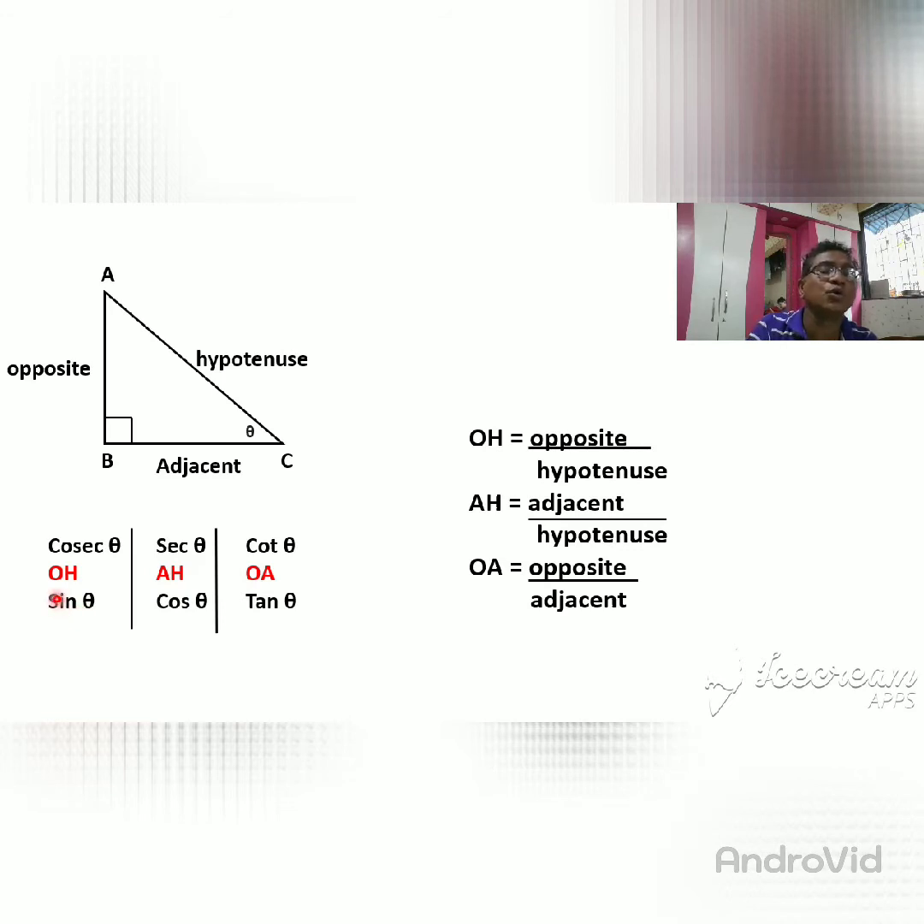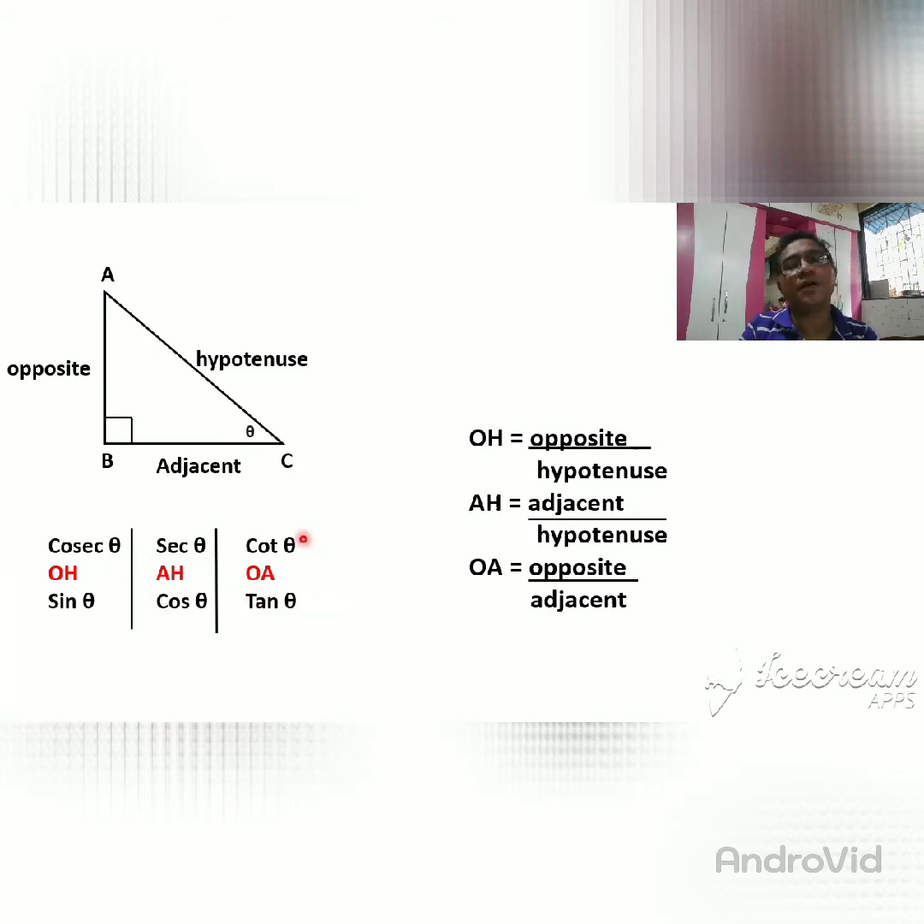How? See, O means opposite divided by hypotenuse: sine. For this theta, the opposite AB divided by the hypotenuse AC is sine. Ha means what? Adjacent divided by hypotenuse, so for theta, the adjacent BC divided by the hypotenuse AC is cos. Then tan means opposite divided by adjacent, so AB upon BC. This is tan. Okay, so this can be read in such a way.